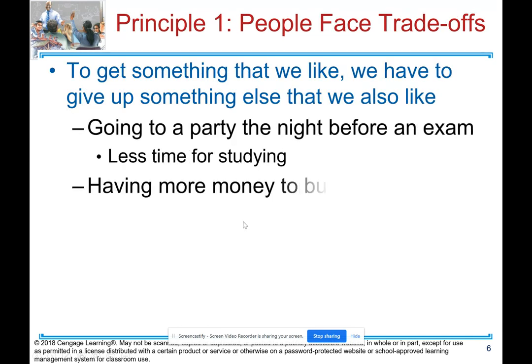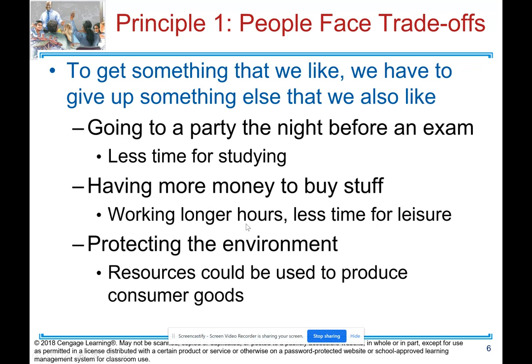Principle number one, people face trade-offs. And that means to get something that we like, we have to give up something else that we also like. That's a fact of life. For example, going to a party the night before an exam, bad idea. That means there's less time to study. That's a trade-off. Having more money to buy stuff, that means you have to work long hours. What is the trade-off? There's less time for leisure. You don't have time for yourself.